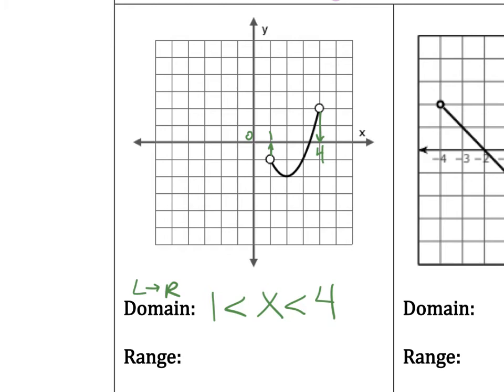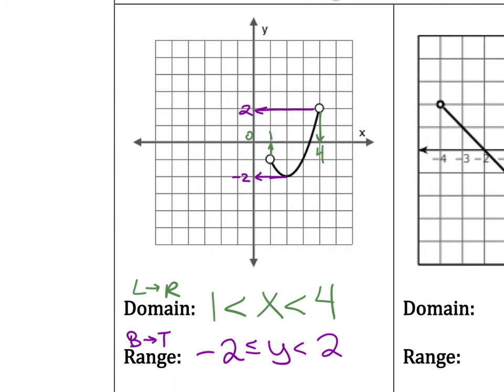And if we keep going to answer the range, what's the lowest that this graph goes to? Right here, isn't that the lowest it goes? Which is -2. And what's the highest value it goes to? 2. So my range is from -2 without an open circle all the way to 2 with an open circle. Remember, it's not always the endpoints that are the lowest or the highest. You actually have to look at the lowest and the highest for the graph, because this is bottom to top.